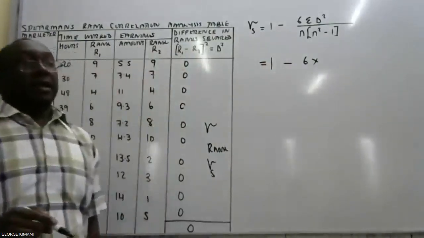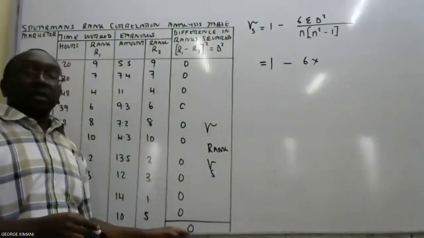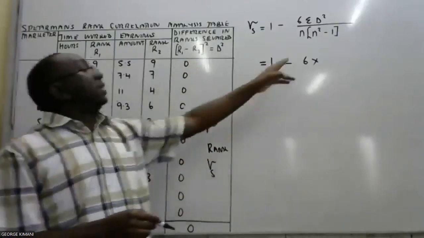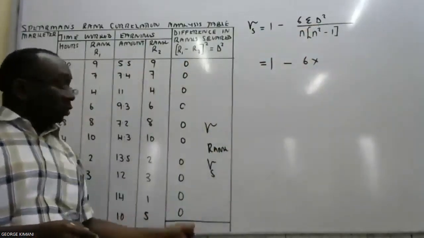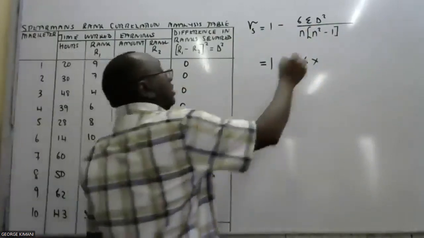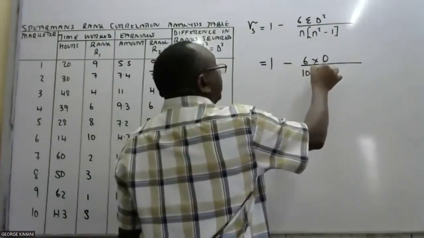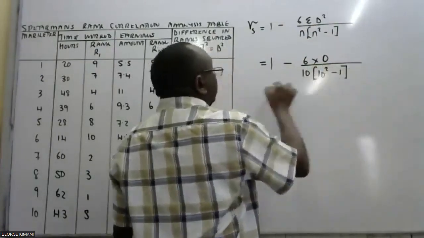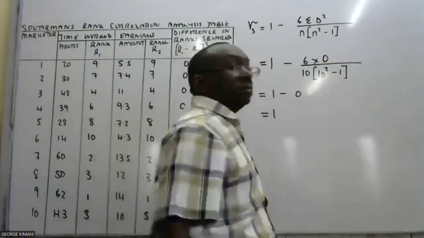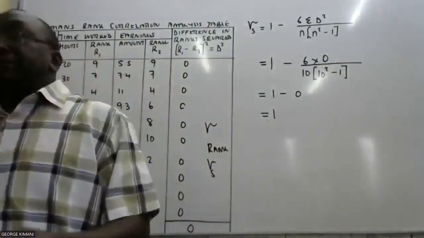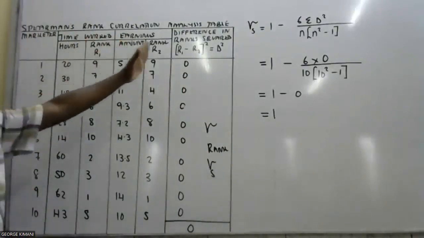The other mistake, look here. The other mistake I normally find students do is after you have added these squares, to say, for example, we put a 3, and a part of 2 will be left half and you want to square it again. The sum of these squares is the total. So in this case, it will be 0. We divide by 10 brackets 10 squared minus 1. So this becomes 1 minus 0, and that is what? One. And that means there is a perfect direct relationship between the two sets of ranks.